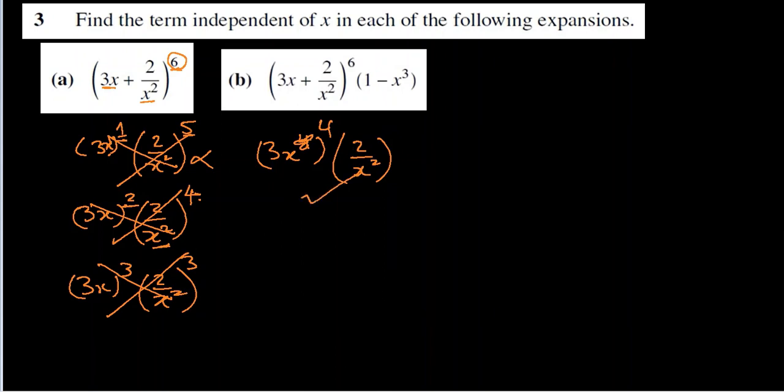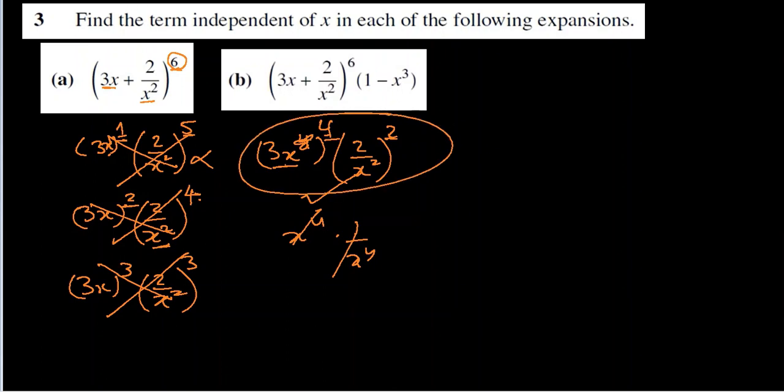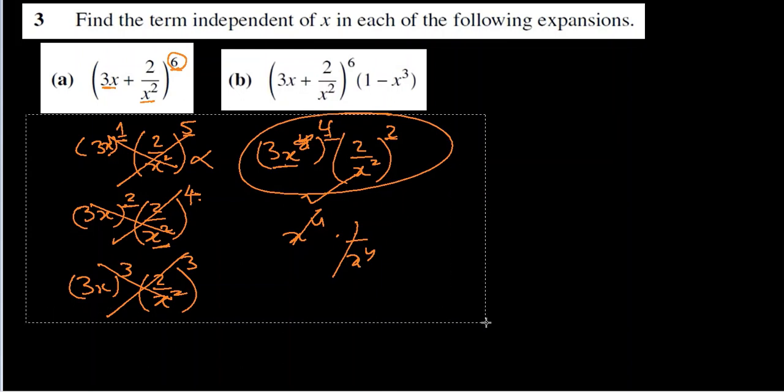Yes, this combination is working. When 3x is to the power 4, we'll get x to the power 4 here. And when it is a square here, because 4 plus 2 is 6, right? So the square will give us 1 over x to the power 4. They will cancel out. Yes, this is what we will zero in on now, and we know that the first one has an exponent of 4, the second one has an exponent of 2. So that's what we're going to do now.